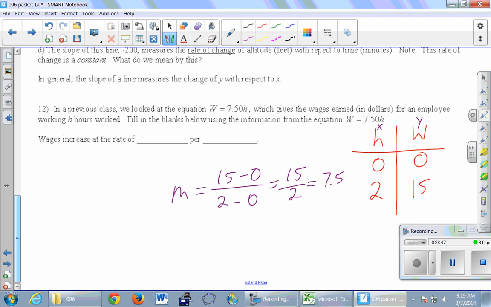But let's include some units. The 15, what are the units for that 15? It was wages, which is measured in dollars. So that was $15. What were the units for the 2? Hours. We made $15 in 2 hours. So the units for my answer here must be dollars per hour. So that means that our wages increase at the rate of $7.50 per hour.